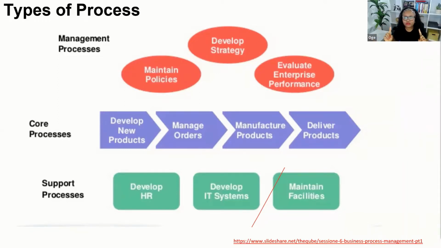That doesn't mean they don't re-engineer or improve the management and the support processes. But if you were to prioritize, if you are an organization today and you are supposed to do a business process re-engineering for the entire organization, you can't execute all at the same time. I would recommend you prioritize reviewing the core processes before the management and the support processes.